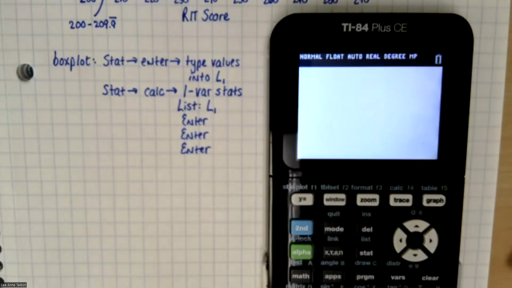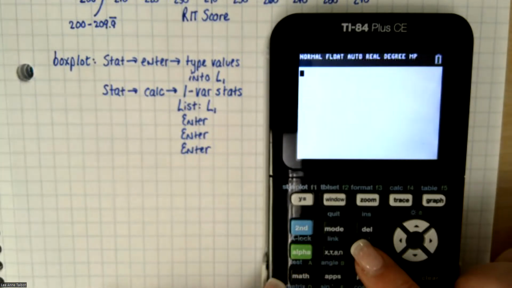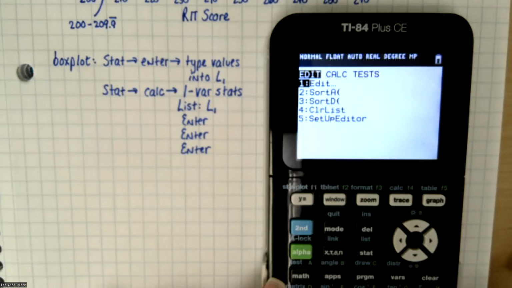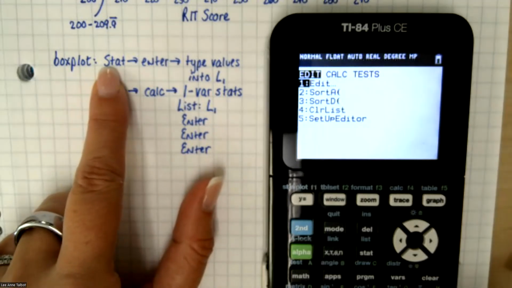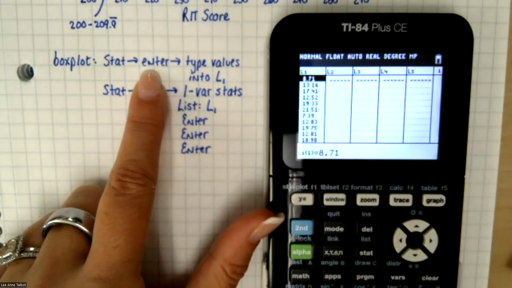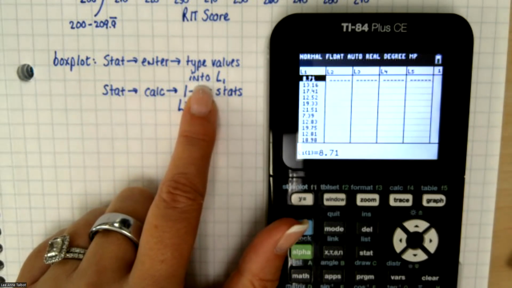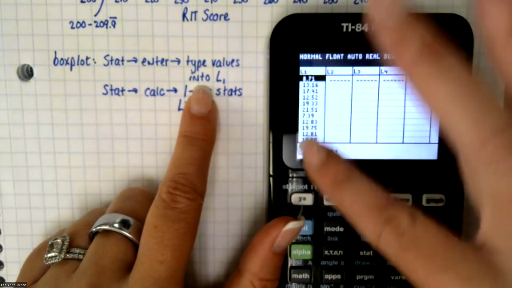Okay, I'm going to try to go slow. First thing you need to do is locate the stat button. It is 2 over from the green. Stat button, 2 over from the green. I'm right here. Stat. Enter. Type values into L1. Does anybody have stuff in their L1 already? Okay, we need to clear out our L1 if we do have stuff in it. So I have stuff in mine.